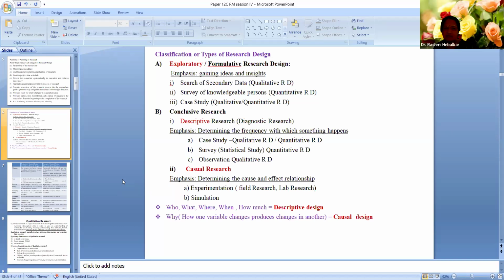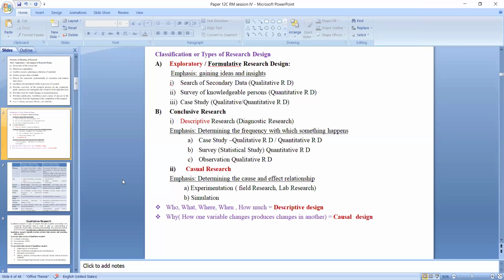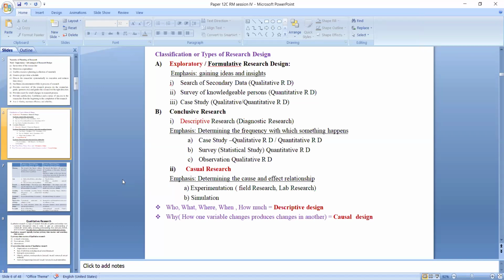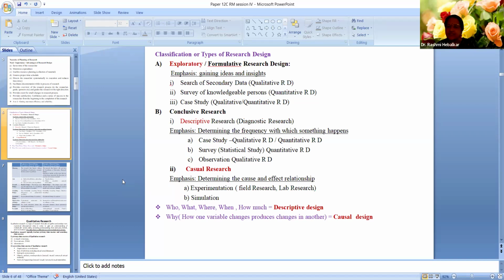Now, ma'am, my next question. There are two words in the bracket. Whether it is qualitative case study or quantitative case study. It's quantitative. Very good. Yes, because of the number, it is quantitative. Correct. If Gayatri says take deeper interviews of 10 managers, then it will be case study only, but qualitative. Correct? Yes, ma'am.